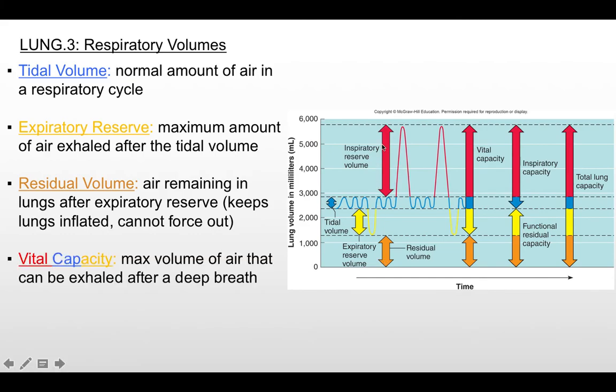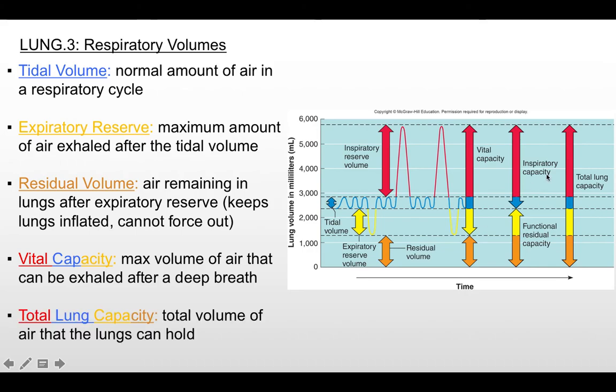We haven't really covered when you take a super deep inhale, and so that's included in your vital capacity. This big double-ended arrow right here represents vital capacity. So that's the max volume of air that you can inhale and then exhale as much as you can, still not counting that residual volume. So this is vital capacity.